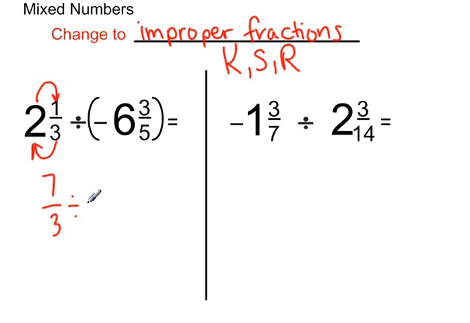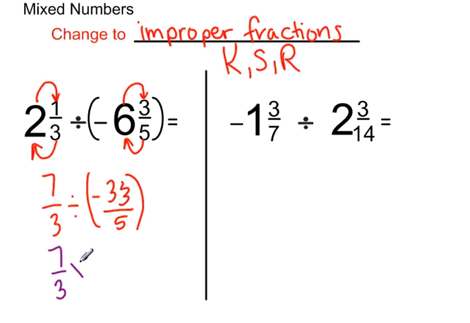Divided by, and this is going to be a negative. I'm going to go ahead and put that negative in right now. 5 times 6 is 30, plus 3, 33, and the denominator stays the same. Now I can do keep, switch, reciprocal. I'm going to keep the 7 over 3. I'm going to switch division to multiplication, and I'm going to write the reciprocal of this number. The reciprocal would be negative 5 over 33.